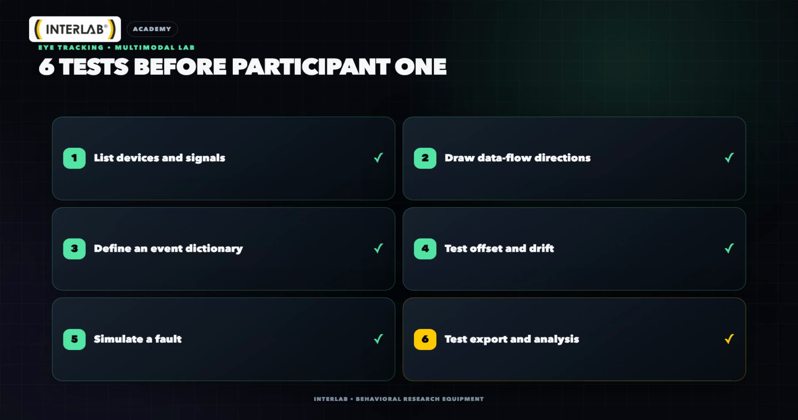Fourth, run a test with an easily recognizable event that is visible in several systems. Check the offset at the beginning and the end of a longer recording to detect drift. Fifth, simulate a fault, a temporary network loss, an application restart, or a missing stream. Confirm whether the system reports the problem and how data can be recovered. Sixth, complete a test export and analysis. Moving charts during recording are not enough. Markers, units, channels, and metadata must survive the entire workflow.